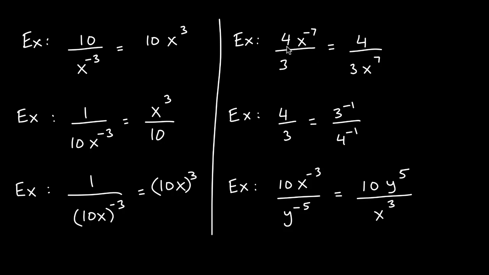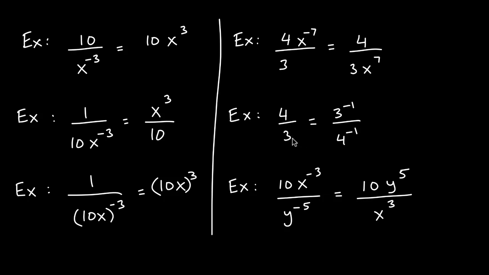Another example, if you have 4/3 x to the negative 7, notice that I'm not touching the 4. Notice that I'm not touching the 3. The only thing that has a negative exponent is the x. So if I move the x to the negative 7 to the bottom, it will become x to the positive 7. Notice none of the other terms moved. They stayed exactly as they were. This rule is not just for variables. It applies to numbers as well.